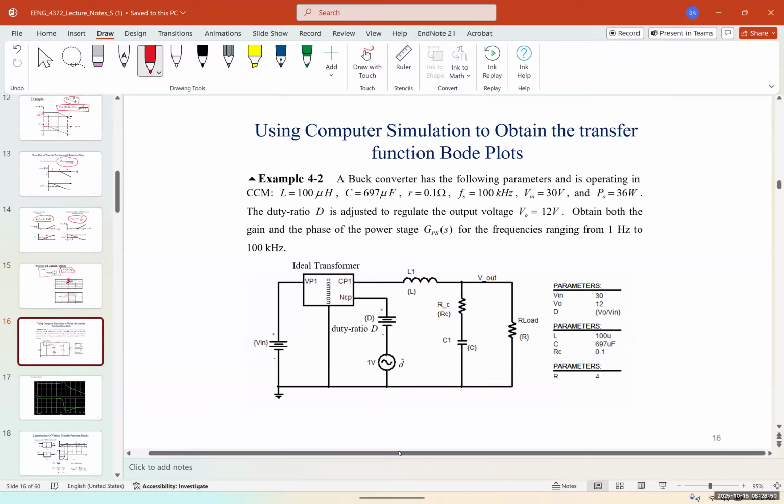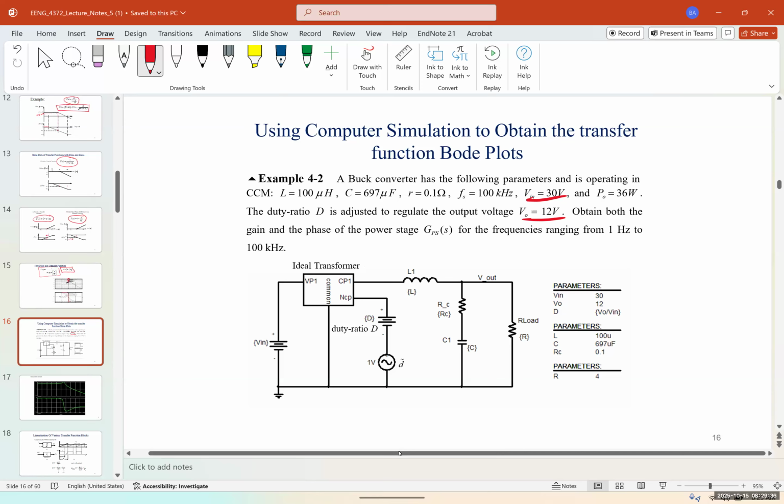We have a buck converter in this example, which has the following parameters and is operating in the continuous conduction mode. L is 100 microhenry, C is 697 microfarad, R is 0.1 ohms, Fs is 100 kilohertz, Vin is 30 volts, and Pout is 36 watts. The duty ratio is adjusted to regulate the output voltage at 12 volts. So the input voltage is 30, output voltage is 12. We want to obtain both the gain and the phase of the power stage, GPS, for frequencies ranging from 1 hertz to 1 kilohertz.